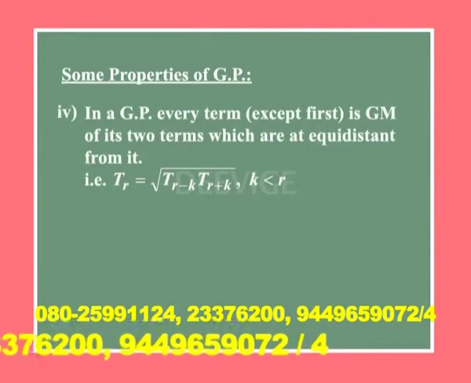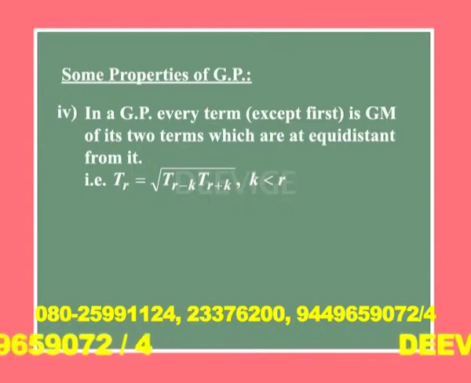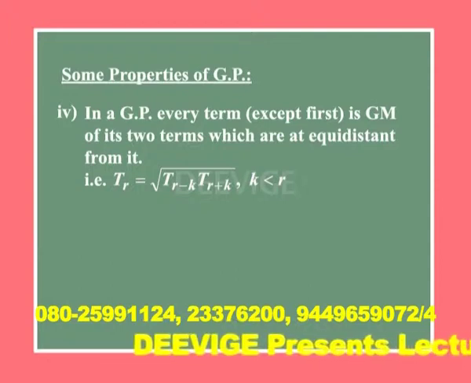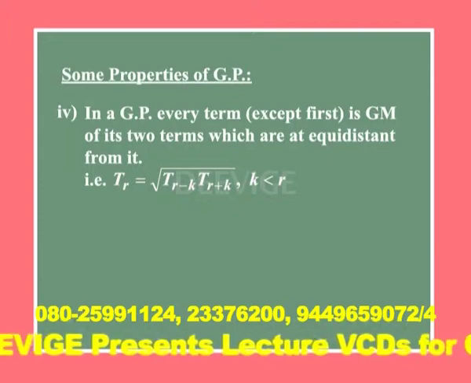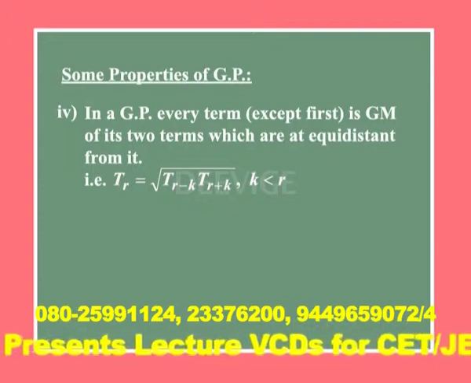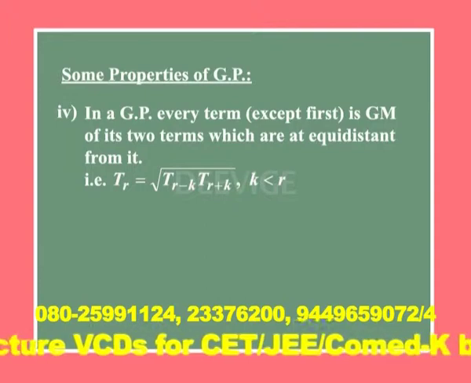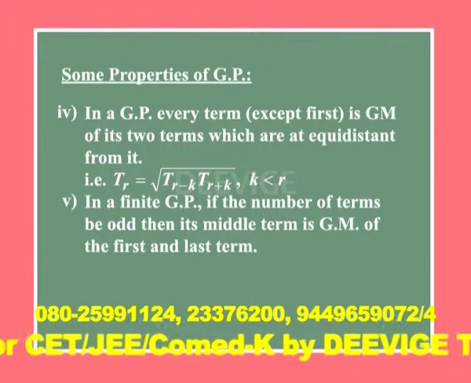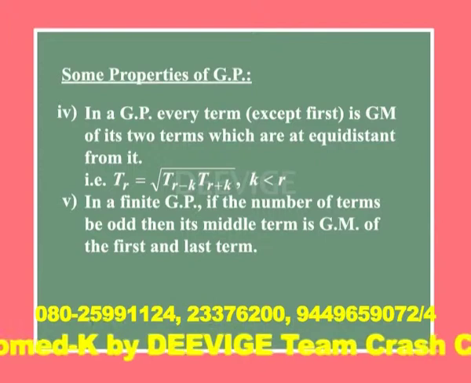In a GP, every term except first is the GM of its two terms which are equidistant from it. That is, T suffix R is equal to root of T suffix R minus K into T suffix R plus K, for all K less than R. In a finite GP, if the number of terms is odd, then its middle term is the GM of the first and the last term.